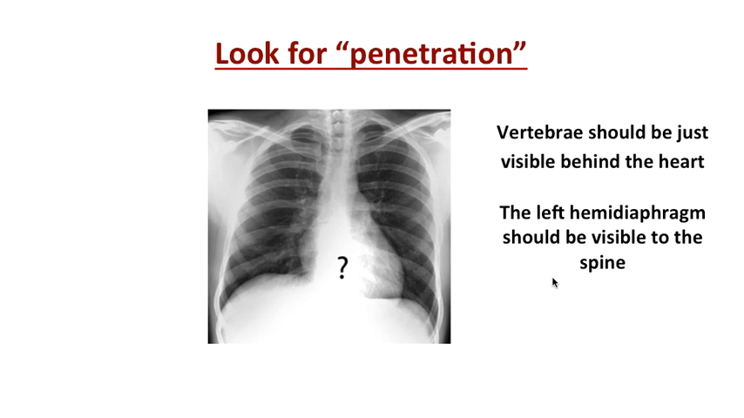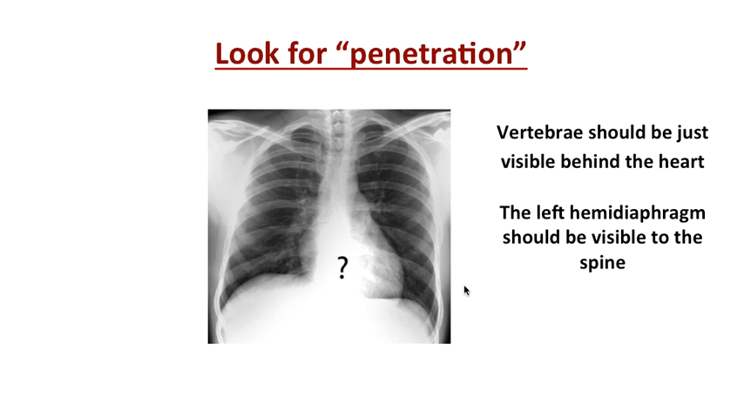Another thing which determines the quality of X-ray is the penetration, right? Whether you have given a high dose of radiation or a very low dose of radiation. So an X-ray film may appear too black or too white depending upon the dose of radiation. Ideally, the vertebral bodies and, more precisely, the intervertebral disc should be just visible behind the heart.